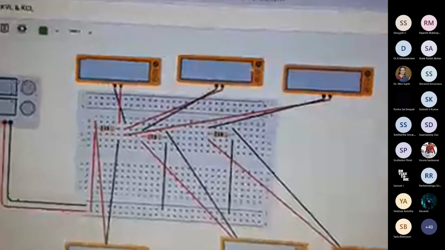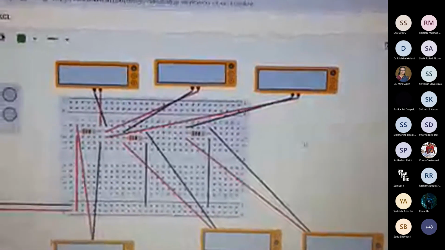So see, I have got my working place where I have my components. I can use the wires, change the name, etc. Run the simulation, check the output, right?